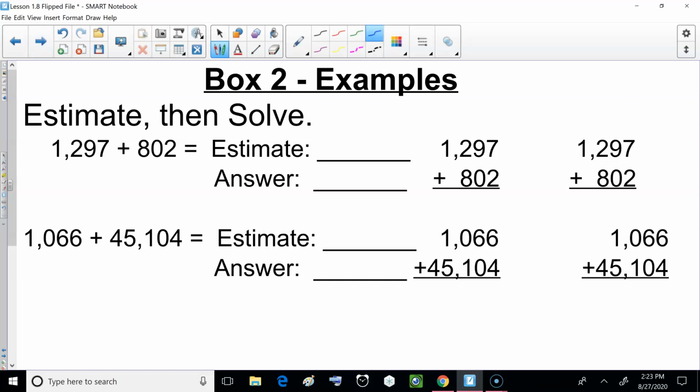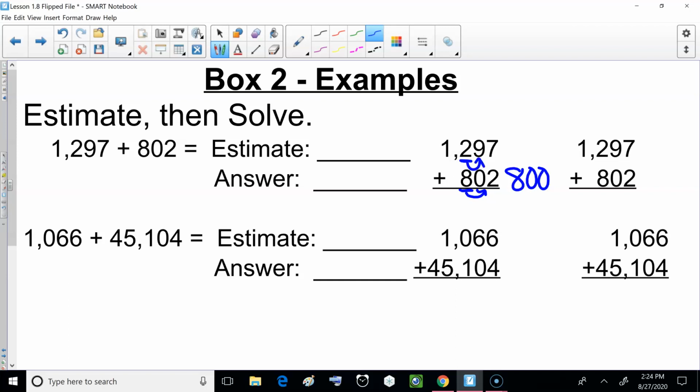When it comes to estimating, what I like to do, well, it's kind of like rounding. I look at what is my smaller number usually when I estimate. I have 1,297, I have 802. So 802 is my smaller number. So I'm going to round to the nearest hundreds place value. I look at the 0, so it makes this 800. So I'm going to use that same place value too, that way I'm estimating the same things.